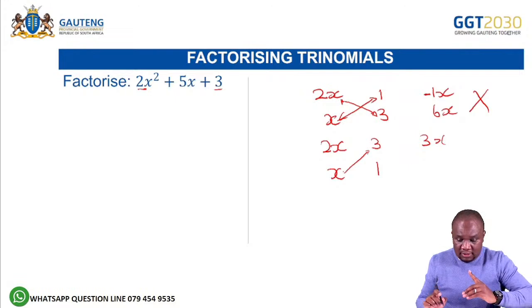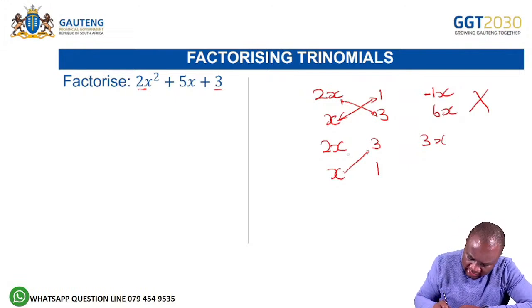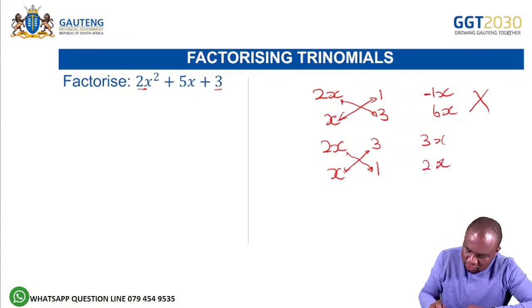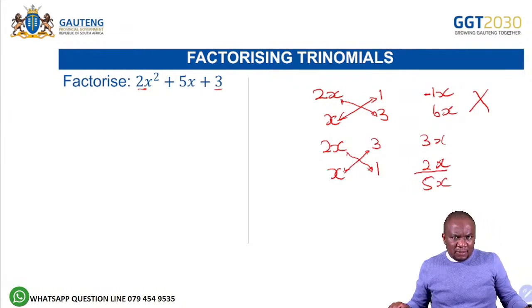This one seems like it's going to work. Right, 2 times x is 2x. Do we agree? Then 3x plus 2x is 5x. Perfect. You see that?